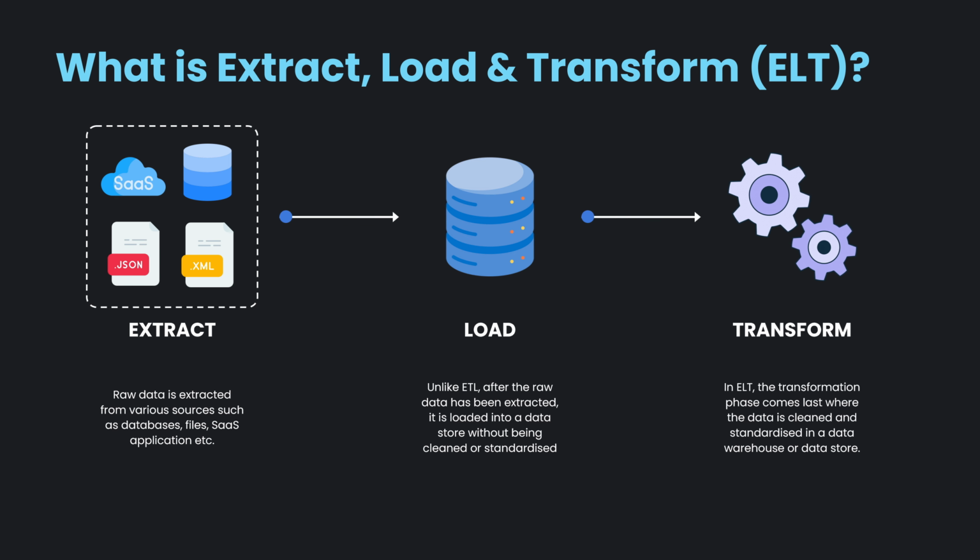After loading the data, the next step is to transform it. This means cleaning the data, fixing errors, reformatting it, or even combining it with other data to make it useful for analysis. In ELT, transformations happen after the data is loaded into the storage system, therefore compute and storage are typically decoupled.